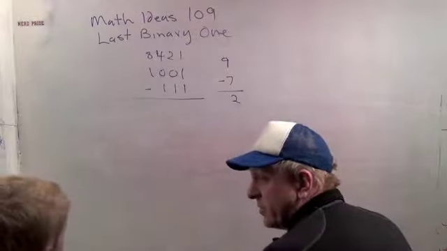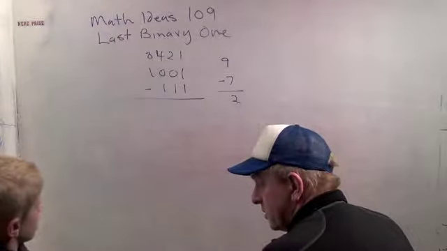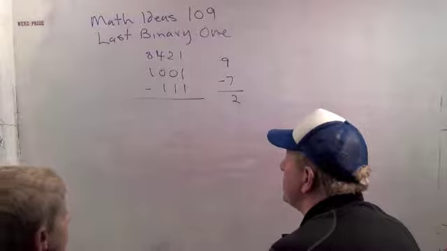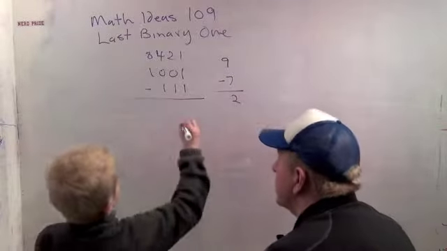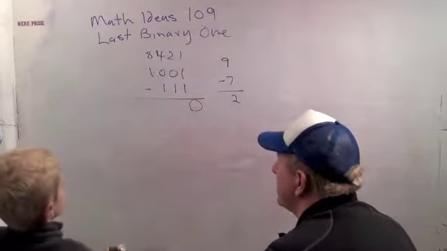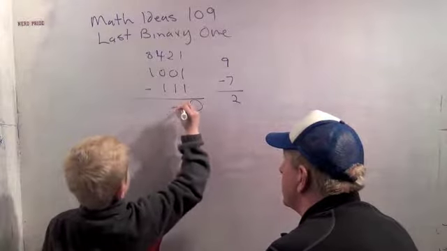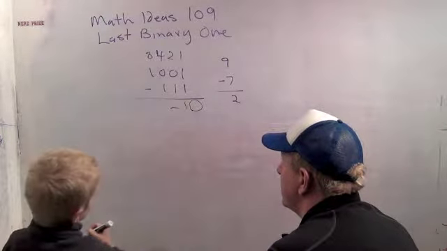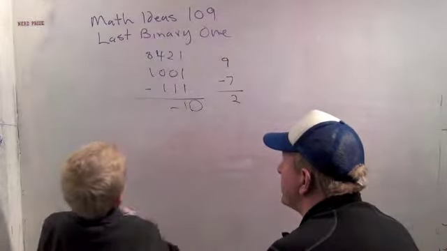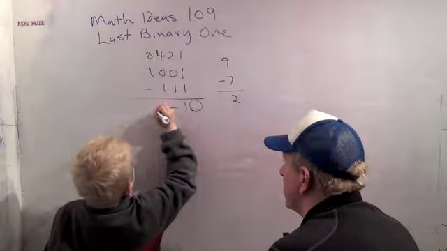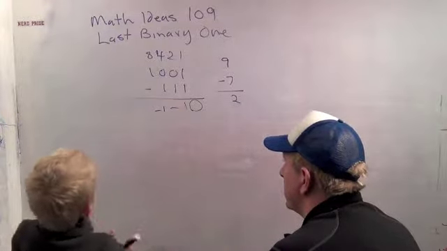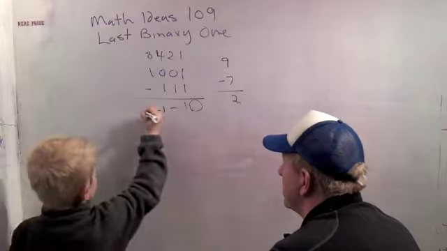So do you remember what we do for subtraction? So 1 minus 1 is... Go ahead, write it. 1 minus 1 is 0. 0 minus 1 is minus 1. 0 minus 1 is minus 1. And 0 minus 1 is again minus 1. Okay. 1 minus 0 is 1.